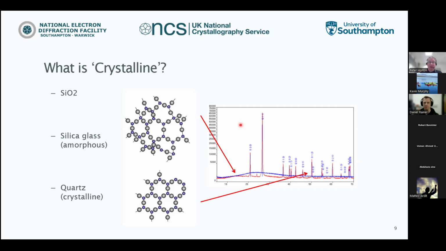So here, as I say, are very simple examples. With silica, you can have silica glass, which is amorphous. Technically, it will diffract, but you'll just see a lump, one broad peak over the entire diffraction pattern. You can get information, but not much. Whereas what we actually want is crystallites where we can index individual peaks and get information out of them in single crystal.